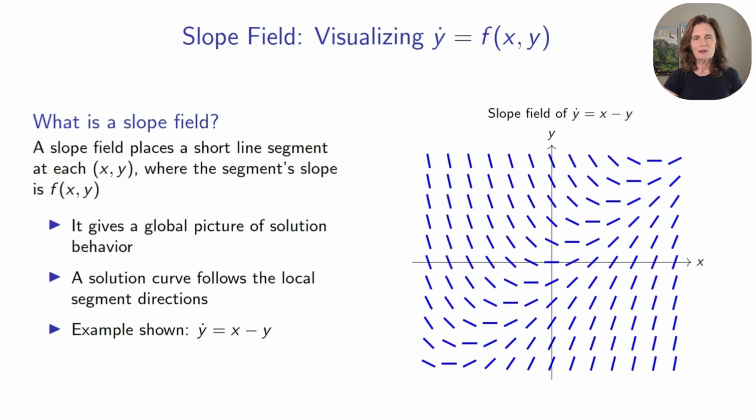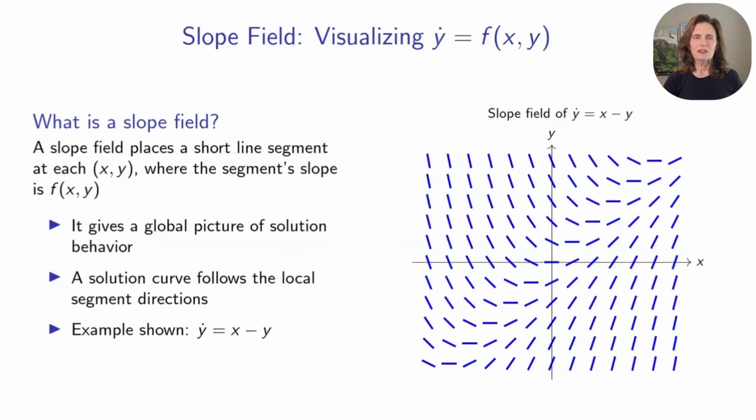A slope field is a way to visualize a differential equation of the form dy/dx equals f of x, y. I use the shorthand y dot to denote dy/dx. At each point x, y, we draw a short line segment whose slope is f of x, y. This gives you a global picture of how solutions to that differential equation behave. If you were to place a solution curve on this picture, it would follow the directions of these line segments.